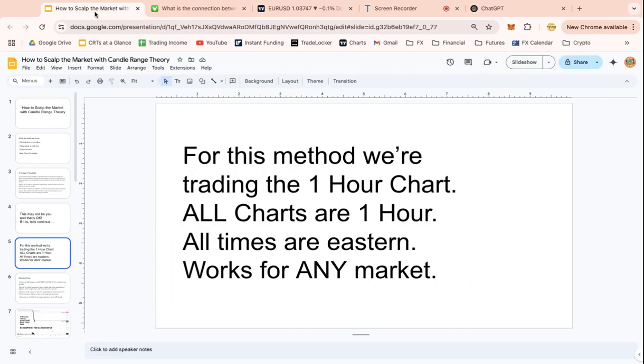All right, candle range theory trader back with you with another video on the win rate of the candle range theory finally revealed. So let's get straight into it.